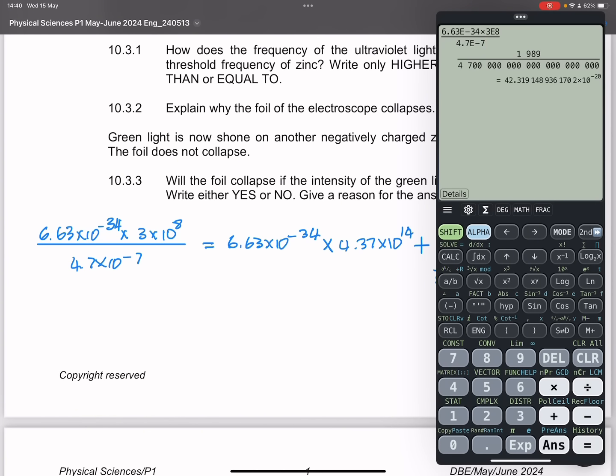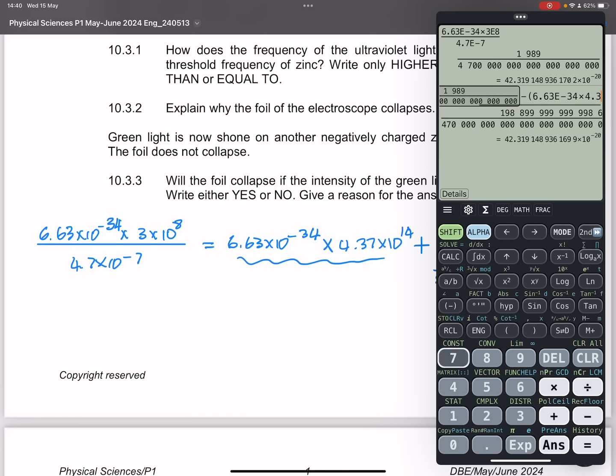All right, so we've got our answer there. And we're going to subtract from this the work function, which we get by saying 6.63 exponent negative 34 multiplied by 4.37 exponent 14.